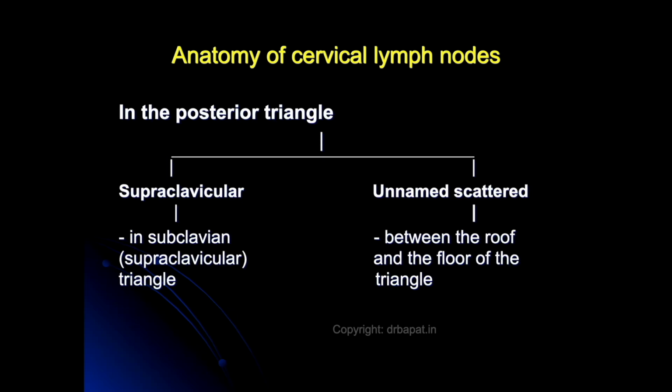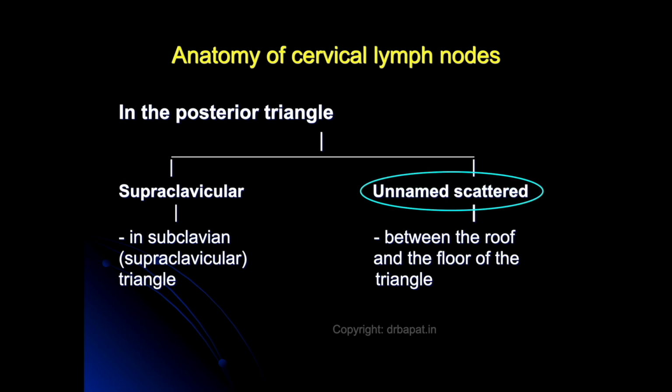In the posterior triangle of the neck lie two groups: supraclavicular and multiple unnamed scattered nodes. Supraclavicular are named as such because they are situated topographically in the lower region of the posterior triangle called the subclavian triangle. However, as I said earlier, they are actually the lowest nodes in the lower group of deep cervical nodes, which extend behind sternocleidomastoid into the subclavian triangle. In addition, the nodes along the terminal segment of the external jugular vein also contribute to this group.